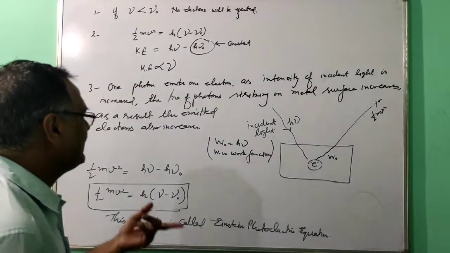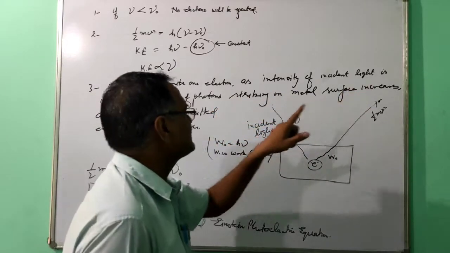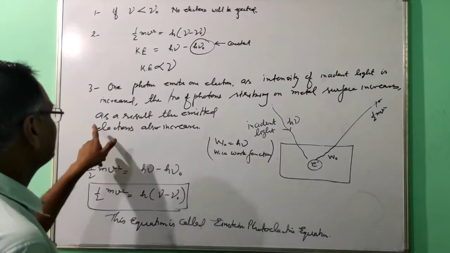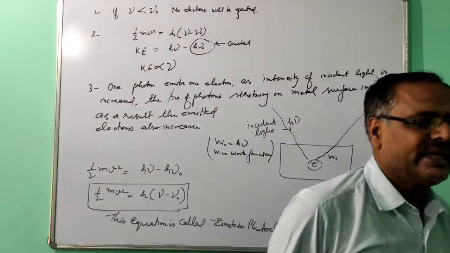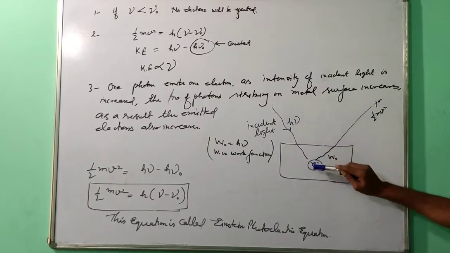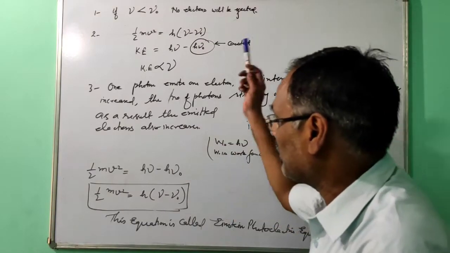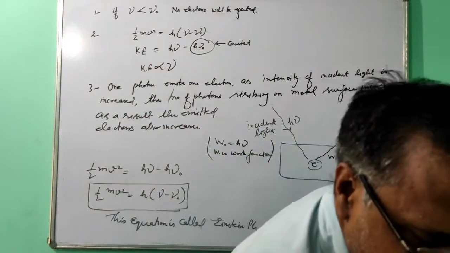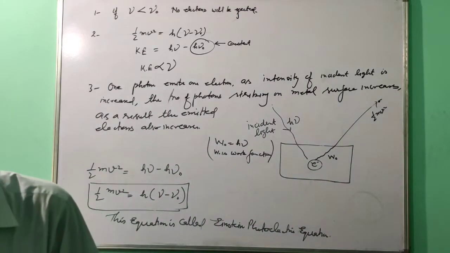That is what we have to explain. One photon emits one electron. As the intensity of incident light is increased, the number of photons striking the metal surface increases. As a result, the emitted electrons also increase. So when the intensity is increased, the number of photoelectrons increases. This is about the photoelectric effect, and it is explained by Albert Einstein with the help of Planck's quantum theory. Then one more point is given, the dual nature of light.